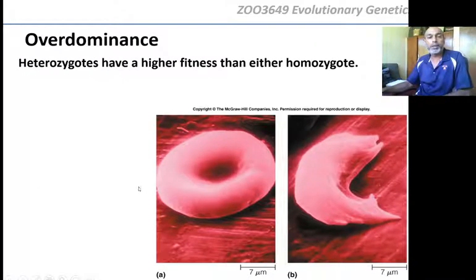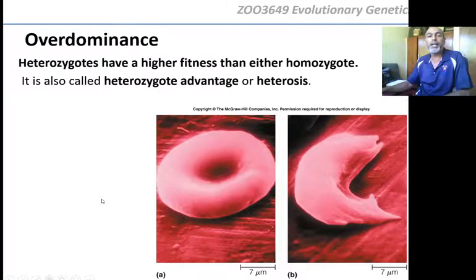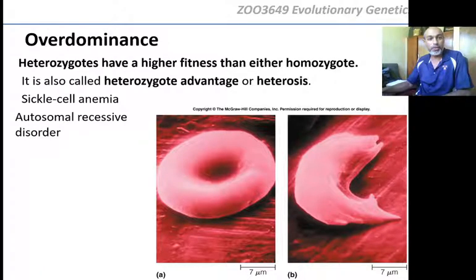So now what's overdominance? Overdominance is where the heterozygote has a higher fitness. This is called heterosis. This can be called heterozygote advantage. And a common example, and this is a beautiful African example, is called sickle cell anemia, right? We've been through this again in 2544, but we'll go through it quickly here in 3649.